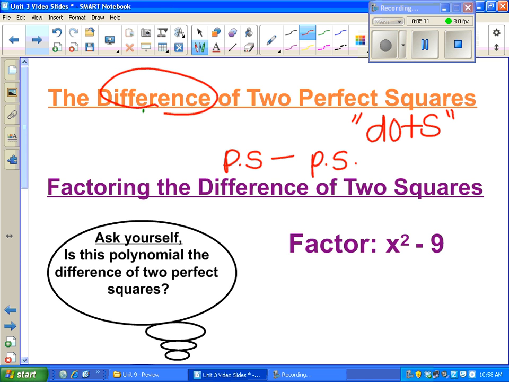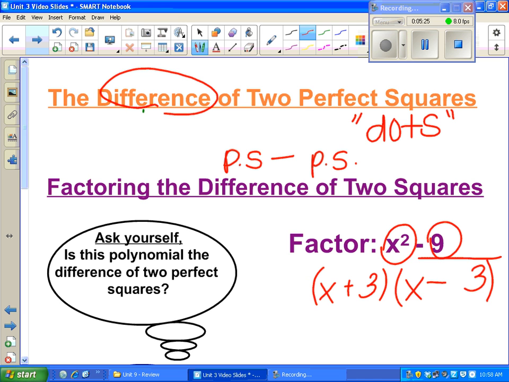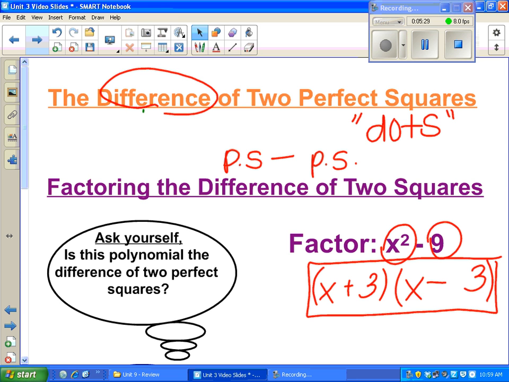The way that we factor this is we say, okay, what times itself gives us x squared? Well, I know that is x times x, and that goes in the front of our parentheses. What times itself gives us 9? Well, I know 3 times 3 gives us 9. And with the difference of two perfect squares, one is always a plus, and one is always a minus. We also did a quick review on all these factoring methods, so you have that to reference if this is a little too fast for you. Also, you can always pause.